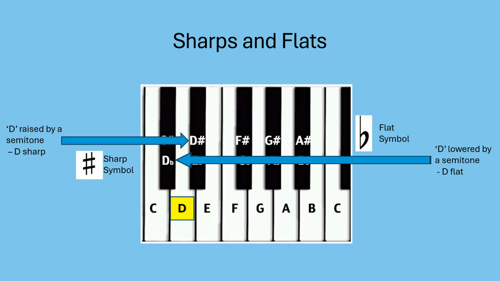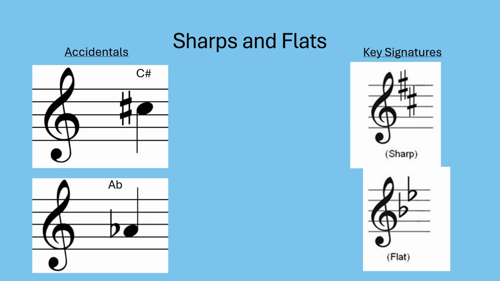This is important as raising or lowering notes by a semitone can completely change how a piece of music sounds when it's played. On the left are 2 examples of where a sharp and a flat symbol have been used as an accidental during a piece of music. On the right are 2 examples of where sharp and flat symbols have been placed at the start of the stave to create a specific key signature for a piece of music.